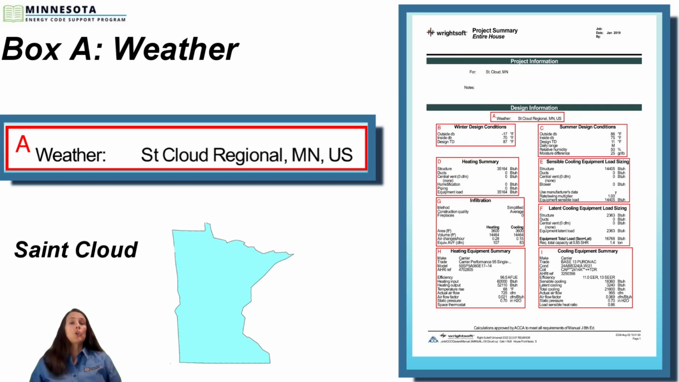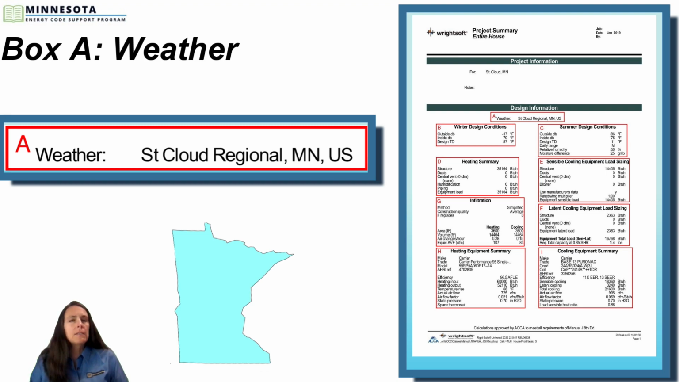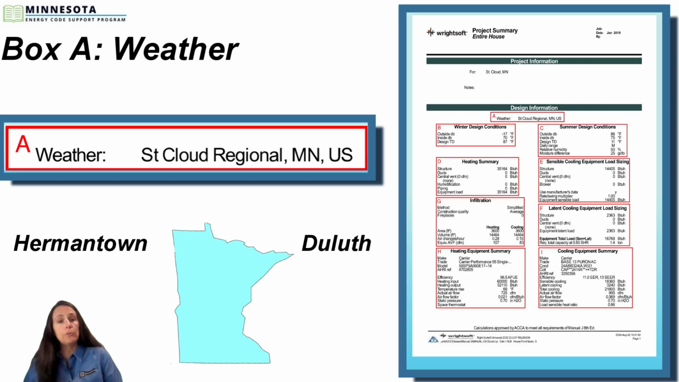Now, this report shows St. Cloud as the location this project is going to be built in, and the weather should list the location that this report is really being designed for. The software may not contain every location within the country within its weather database. If this happens to be the case, then you should pick a location that's near where the project will be built. For example, if this report was for a project being built in Hermantown, Hermantown may not be listed within the database, but you could select Duluth as the location.